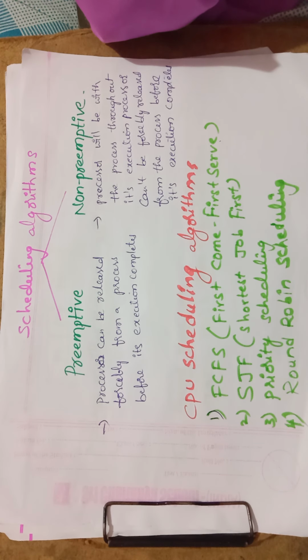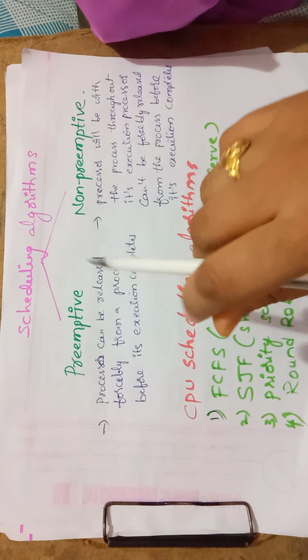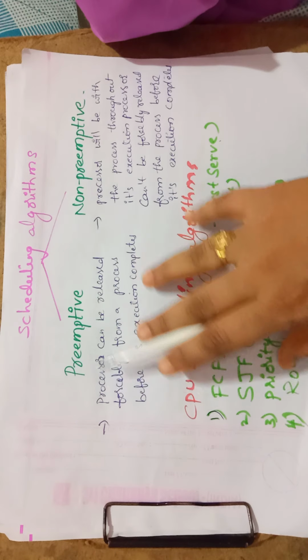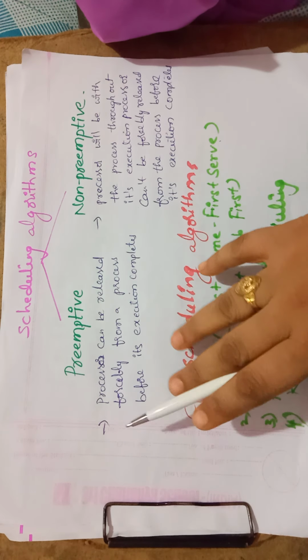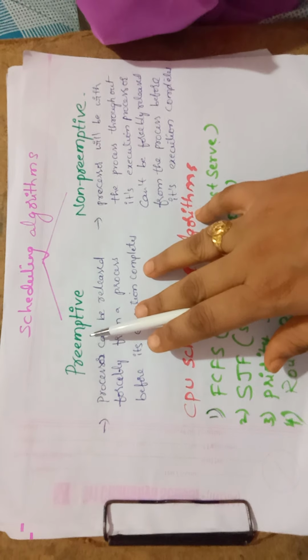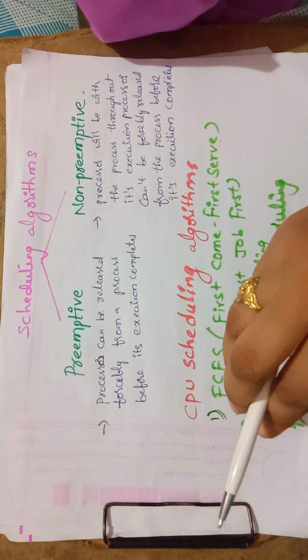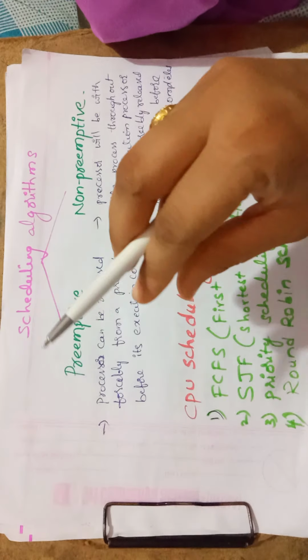Good morning to all. Today we are going to discuss scheduling algorithms. Before scheduling algorithms, we already know the process states. There are 5 states in the process: new, ready, run, waiting and terminated, and the schedulers are going to be used to send the process from one state to another state.